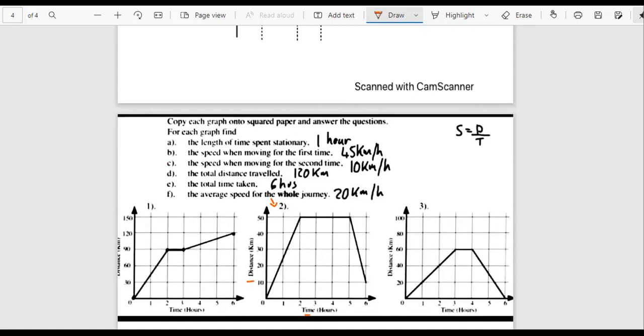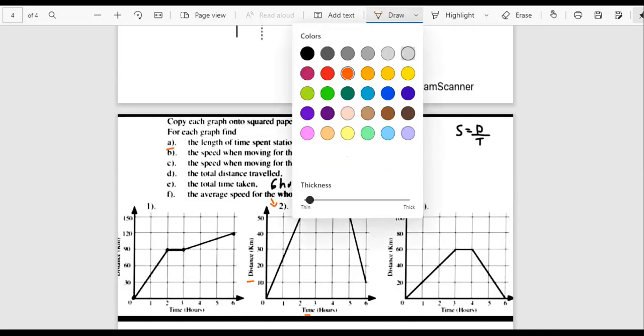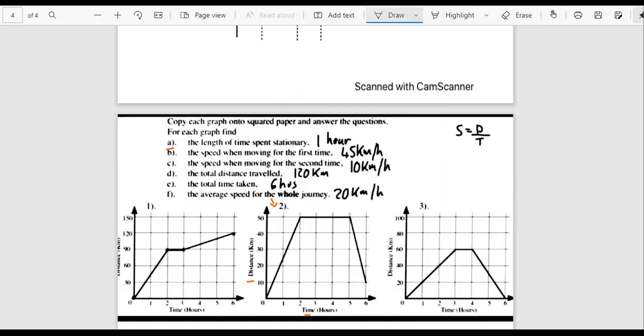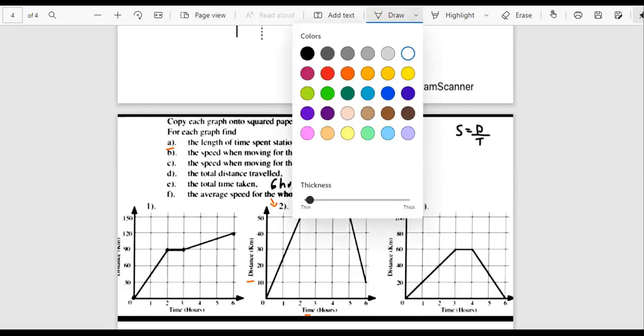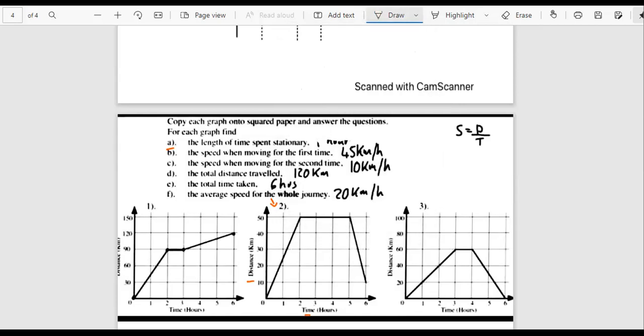Part A says the length of the time spent stationary. What do you think? 3 hours. Very good. Okay. And then the next part, part B. Speed when moving the first time. So it'd be 25 meters per second.